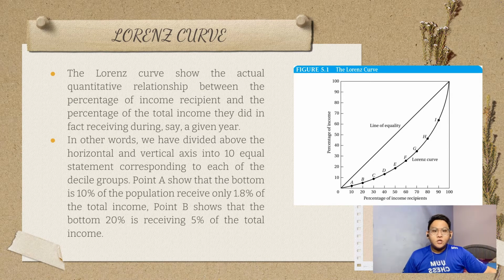The Lorenz curve shows the actual quantitative relationship between the percentage of income recipients and the percentage of the total income they did in fact receive during, say, a given year. In other words, we have divided both the horizontal and vertical axes into 10 equal segments corresponding to each of the decile groups. Point A shows the bottom 10% of the population receive only 1.8% of the total income. Point B shows that the bottom 20% is receiving 5% of the total income.